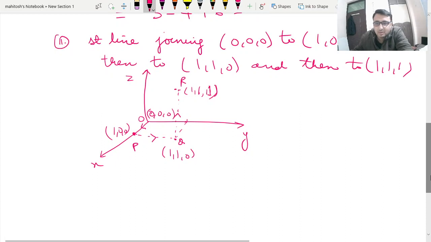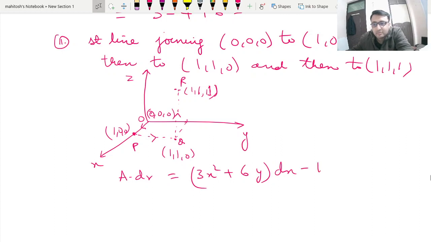So we have to compute the line integral along this path. So first of all, we want a dot dr, which is nothing but (3x square plus 6y) dx minus 14yz dy plus 20xz square dz.